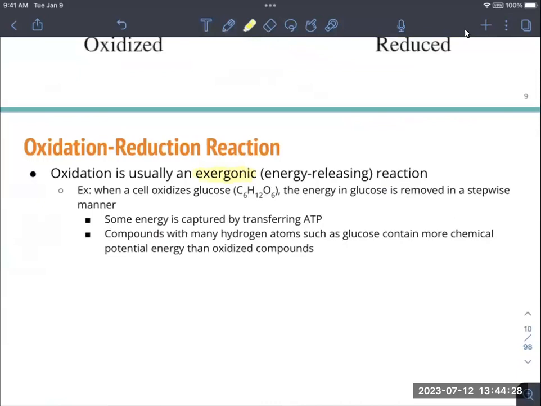Oxidation tends to be exergonic, so we release energy. So when we oxidize glucose, C6H12O6, the energy in glucose gets removed, but it takes several steps to get there. Some energy is made in the process. Some energy is used in the process. So these compounds with many hydrogen atoms, like glucose that has those 12 hydrogen atoms, they have more chemical potential energy than oxidized compounds.